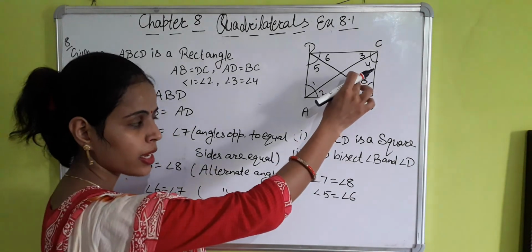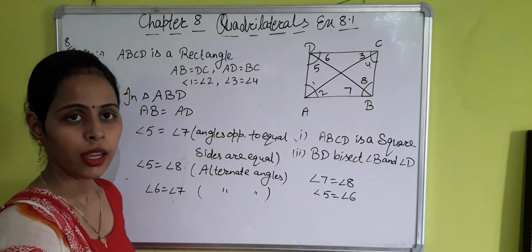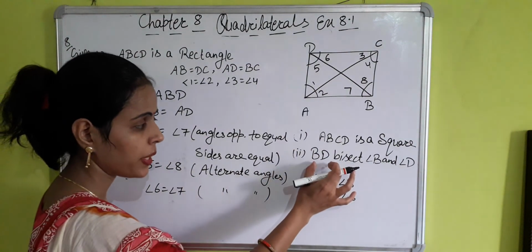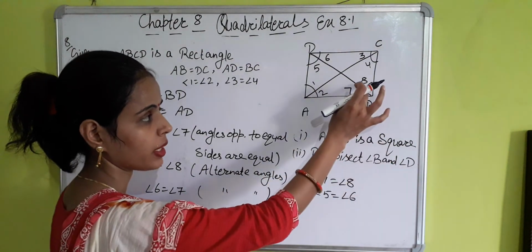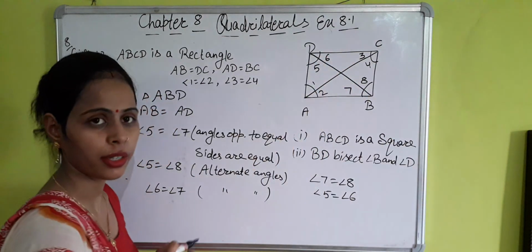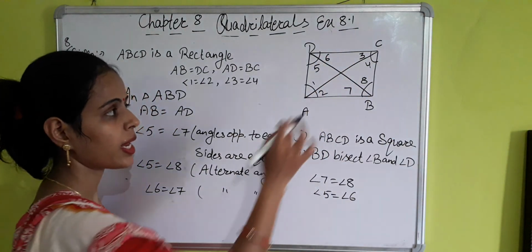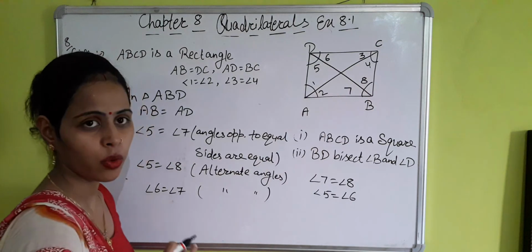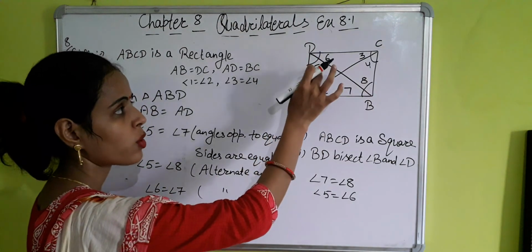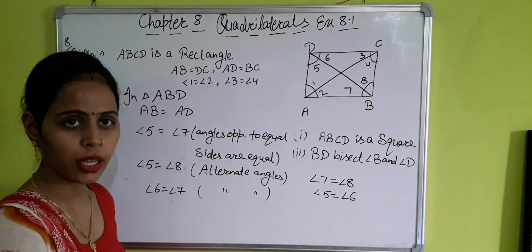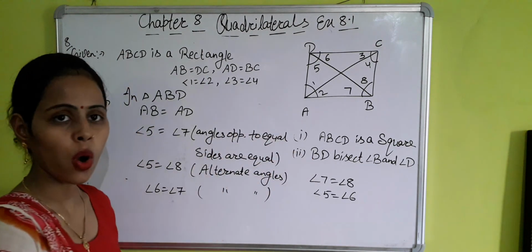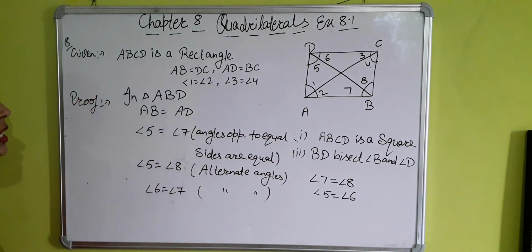7 and 8 are equal, 5 and 6 are equal. So we can say that BD bisects angle B and angle D. BD bisects angle B because angles 7 and 8 are equal, and bisects angle D because the 5th and 6th angles are equal. Second part is also proved. Question number 8 is complete.